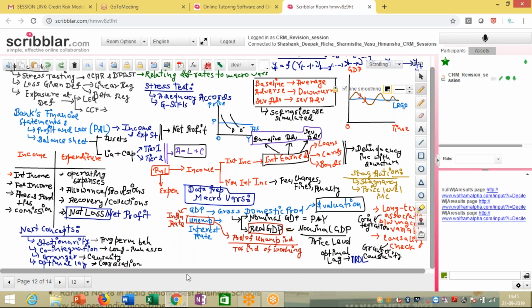Now, having said this, the next question is how do we do these things? What are these concepts? What is stationarity? What is co-integration? What is Granger causality and optimal lag? And this is where you need to have a basic understanding of time series concepts. So these are some of the basic time series models.